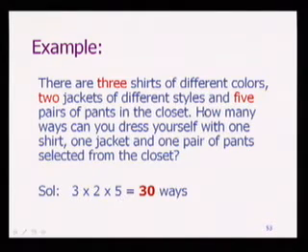And third step, selecting a pair of pants. I have 5 different ways to do that, right? So in total, how many possible ways can I dress myself, by picking a shirt and a jacket and the pants? There's 30 ways. Just multiply them together. Okay? I think that makes sense.